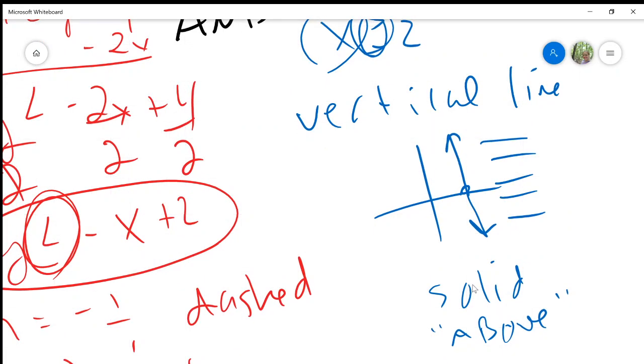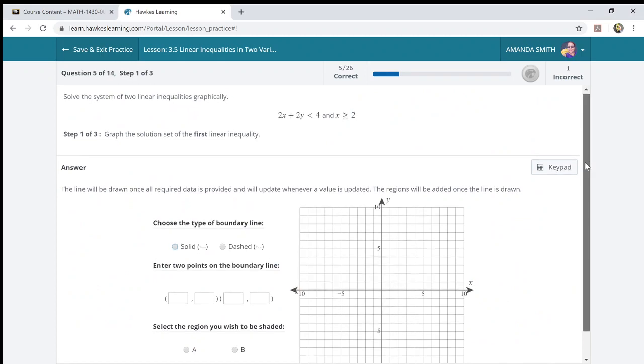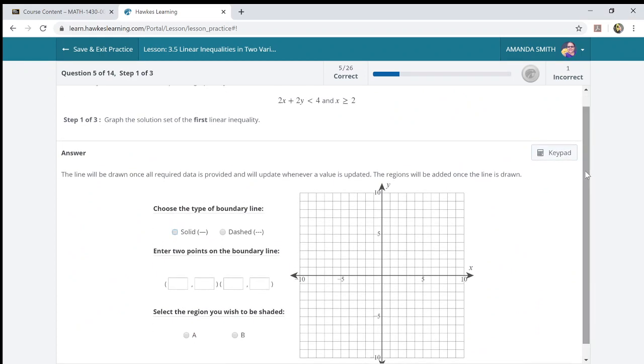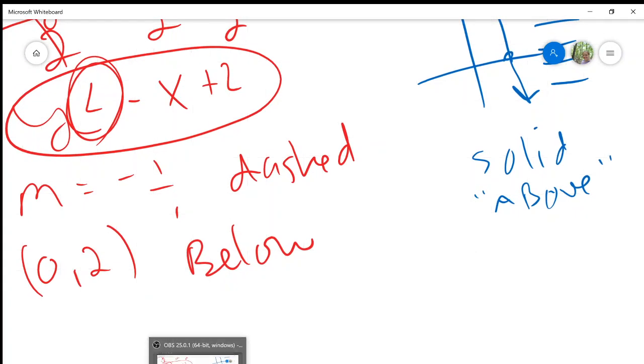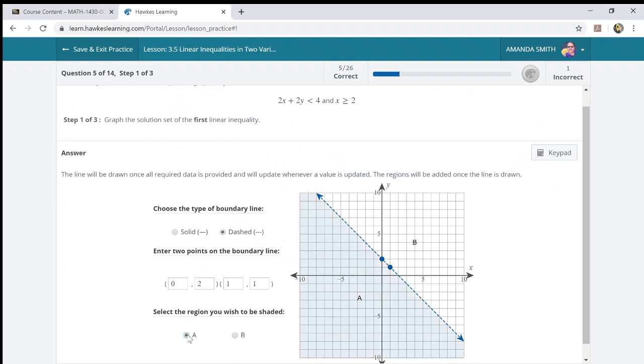What we'll do now is go back and put this in Hawks and see what the "and" is going to look like. Step 1 of 3 says to graph the first one. We have discussed that this will be a dashed line, and that the intercept is going to be (0, 2). There's my intercept. We also mentioned that the slope was negative 1 over 1, which means down 1 and right 1. So this particular point is the point (1, 1). There's my line. We said we were going to be shading below on this one, so we will do that. In this case, A represents below. We will submit our answer.